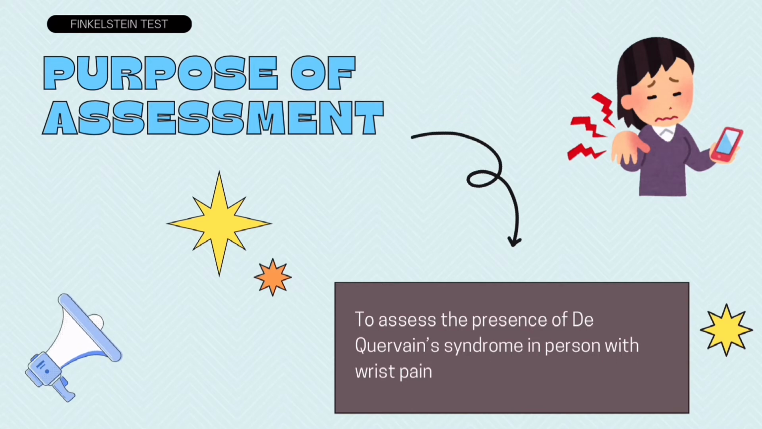The purpose of Finkelstein test is to assess the presence of De Quervain syndrome in persons with wrist pain, especially in those that present pain on the radial aspect of the wrist.